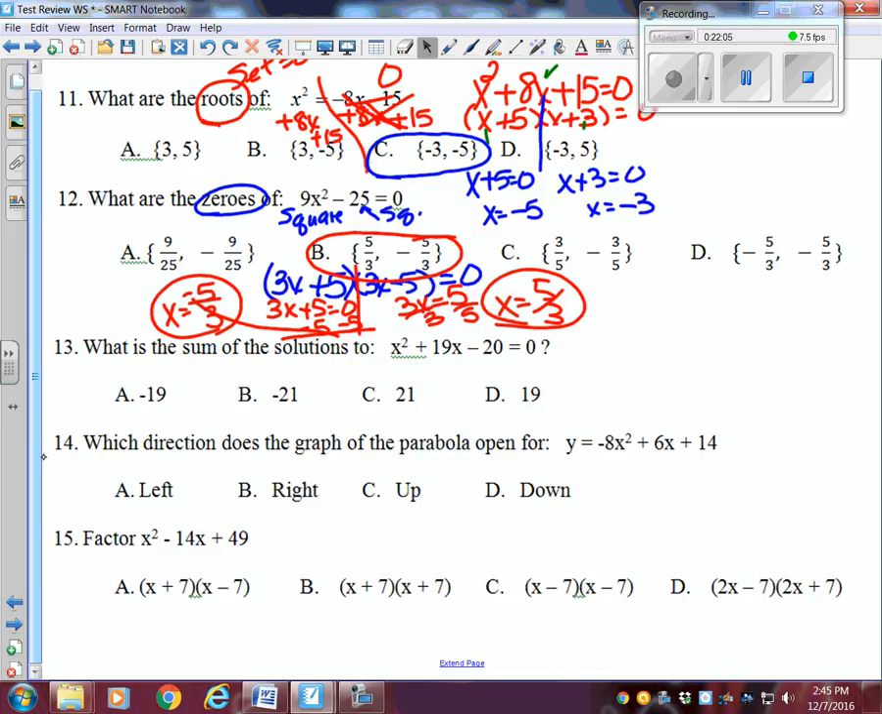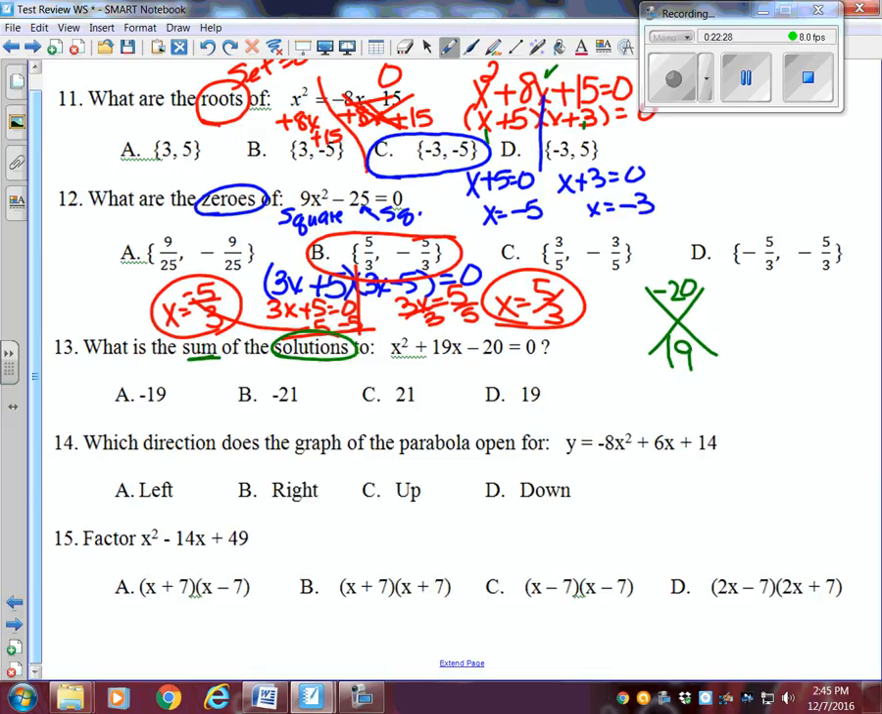This one has saying solutions, so they're trying to make sure that we see all of the possible words. Solutions, but this time it says what is the sum of the solutions. So I got to make sure I read that carefully. So I not only have to solve, then I got to go ahead and add my 2 solutions. So I'm going to figure out what multiplies to give negative 20. That's going to add to give me 19.